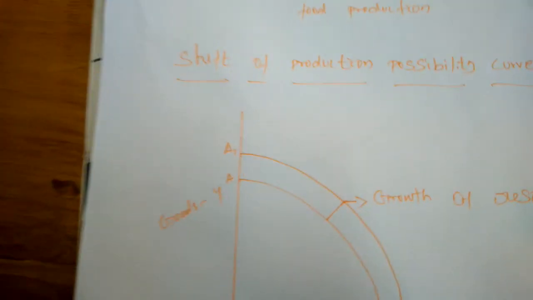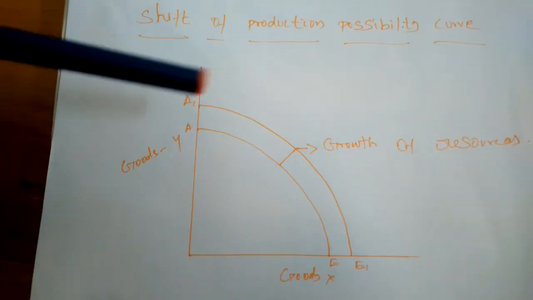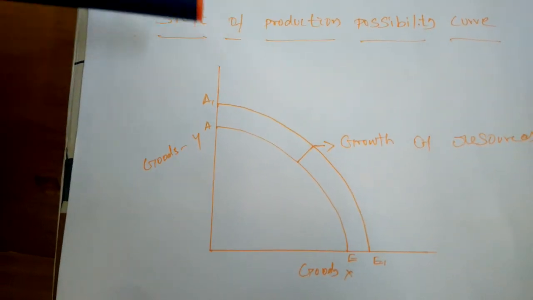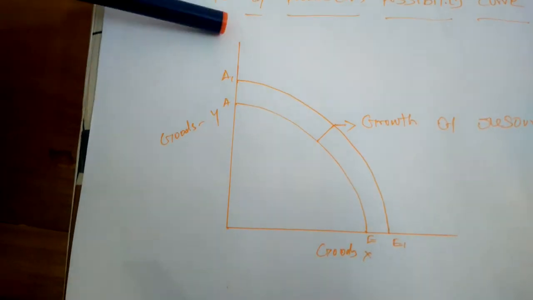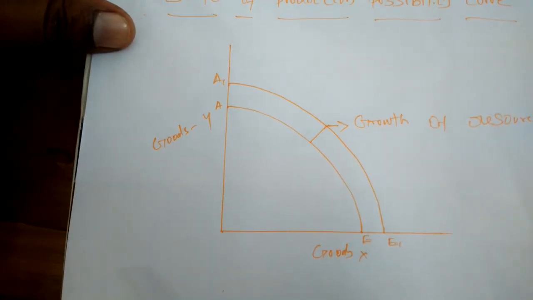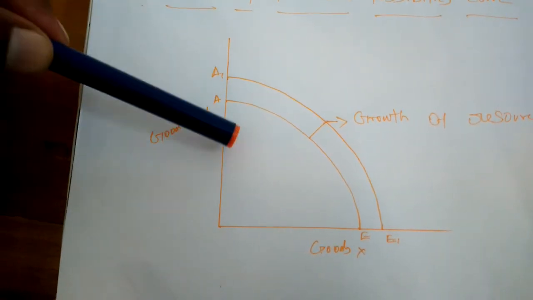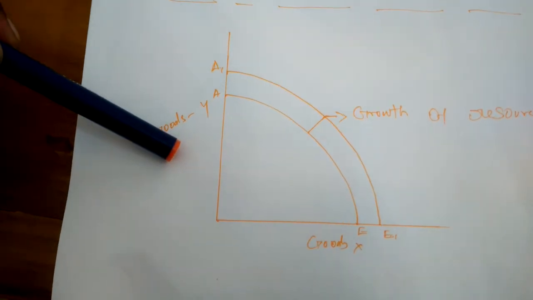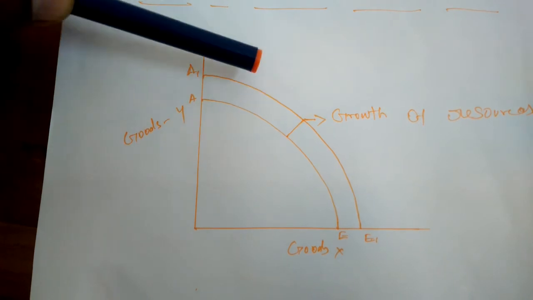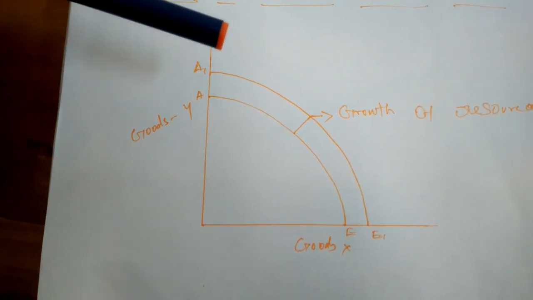Next, the shift of the production possibility curve. How will the curve shift upward or downward? It depends on two factors. First is the change in the supply of productive resources. Suppose a nation has more natural resources to produce commodities than in the previous year, then the production possibility curve will move upward. The second is the change in the state of technology.